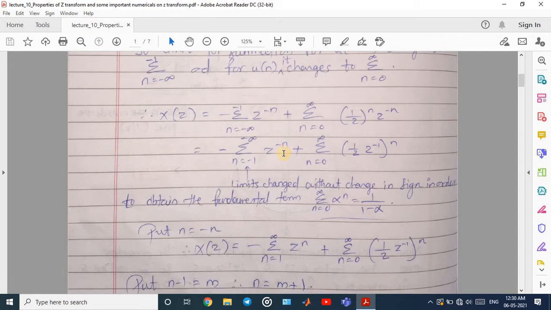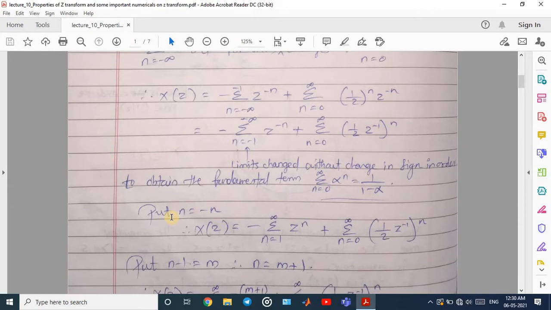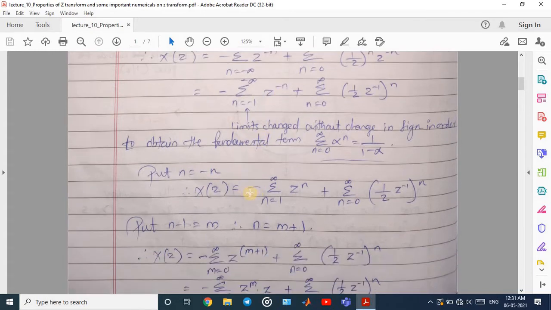We need to modify in order to obtain this term. For that we have already done this kind of example. We need to put n equals to minus n, because when we put n equals to minus n, this will become plus n. So the minus outside stays as it is, then n equals to minus n means this will become plus 1, this will become plus infinity. So n will be 1 to infinity, and this minus n will become plus n, plus the summation of n equals 0 to infinity as it is. This term is as it is, no need to change.